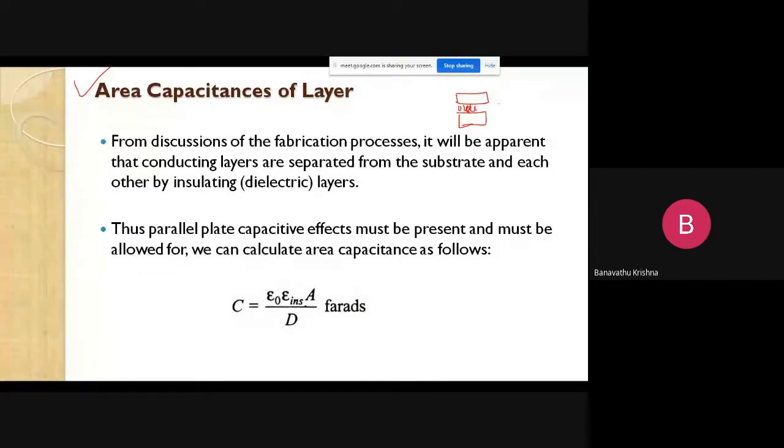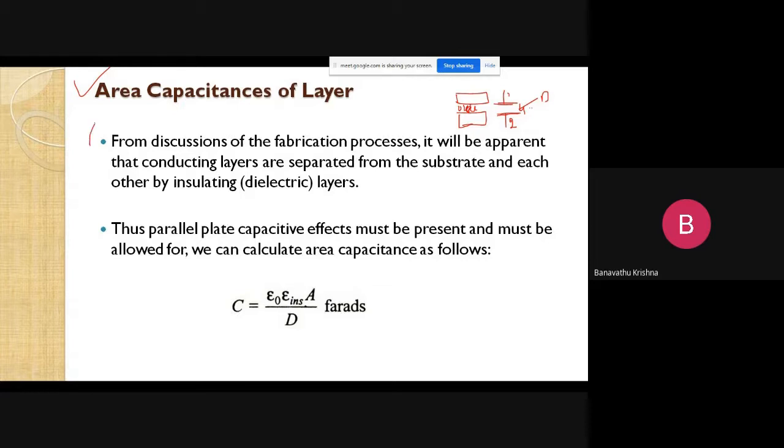Now this layer is one plate, and this layer is another plate. This is layer 1 and this is layer 2. These plates now act as capacitive plates, right? So here there is an area, the area of capacitance, and this is the thickness. Now I want to calculate the area capacitance of the layers.